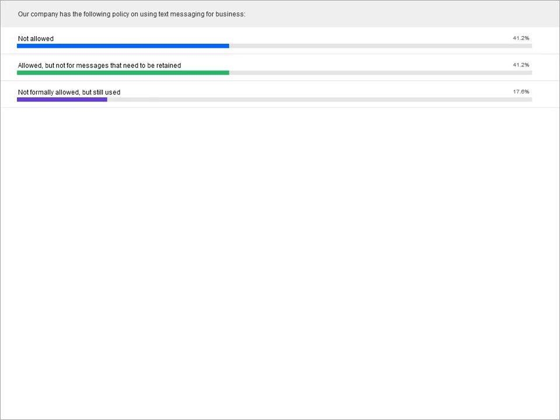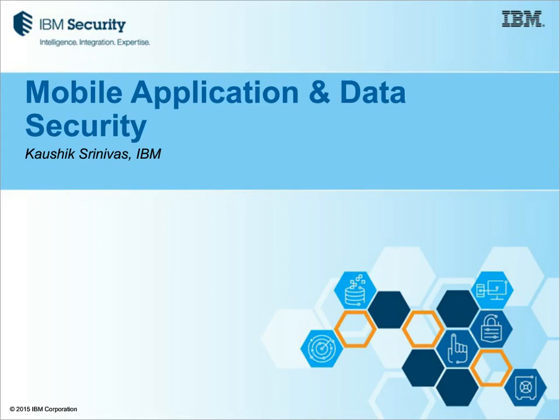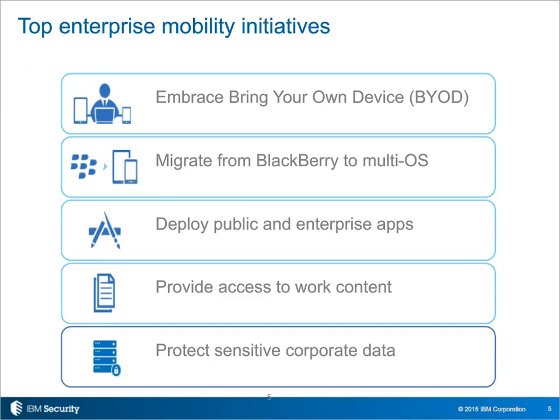So now, just to set a context here, mobile app and data security is extremely important, and secure messaging is a part of it as well. So what are the main drivers or the main mobility initiatives that our customers have today in the enterprise?